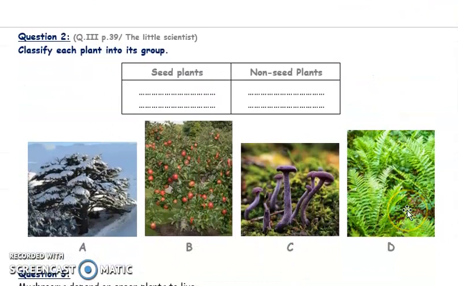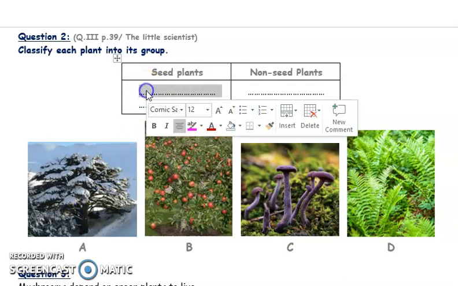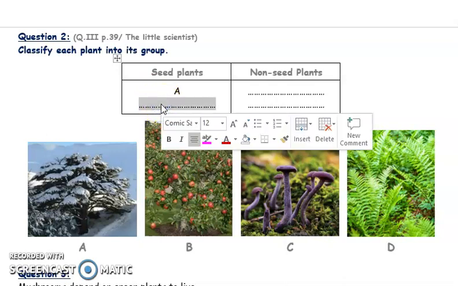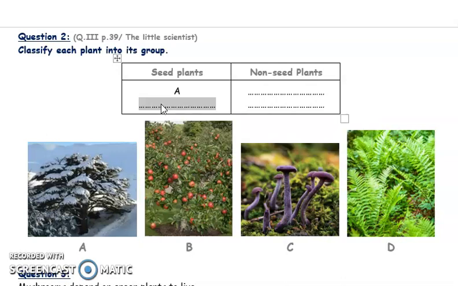Question number 2, classify each plant into seed plants or non-seed plants. How did I know that this is an array? B is a flowering plant growing fruits. So this plant grows seeds in its flowers or fruits. So B is also a seed plant.